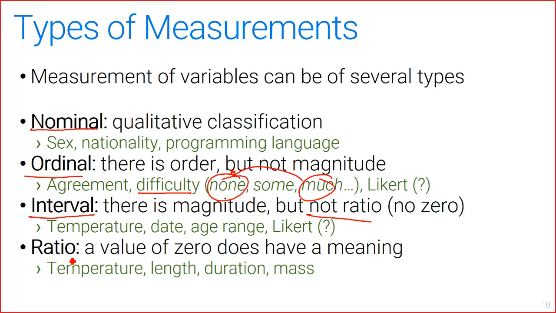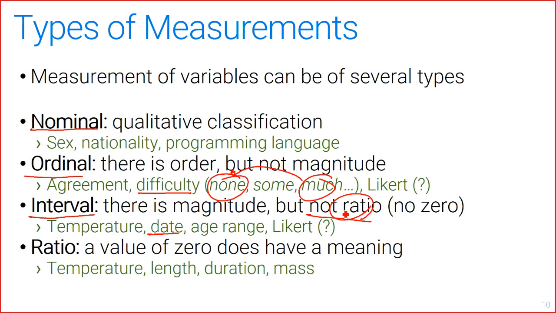We can find dates. So we know that between October the 2nd and October the 5th, there is a distance of 3 days. But we cannot say that October the 5th is twice as much as October the 2nd. That doesn't make sense. So there's no notion of ratio. Again, there is a notion of distance, of magnitude, but no ratio. Think about the age range. We know the distance between 5 and 10 years old and the distance between 10 and 15 years old. We can quantify a distance in there, but not a ratio.